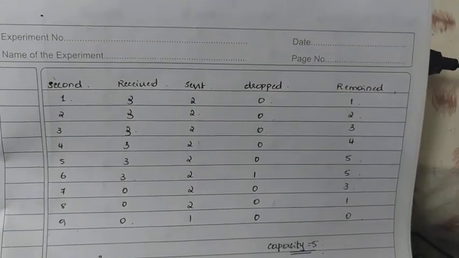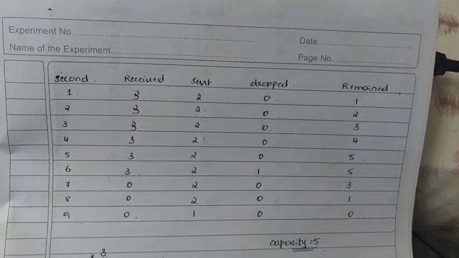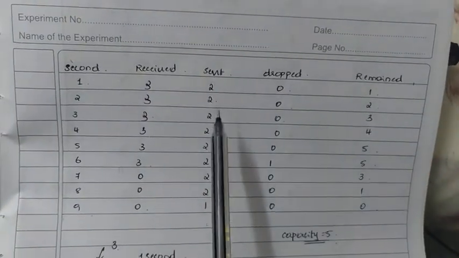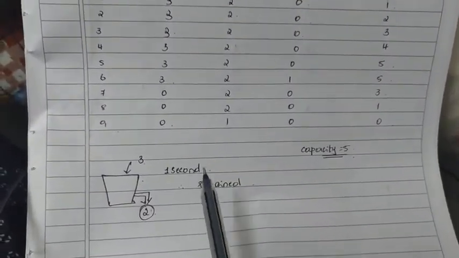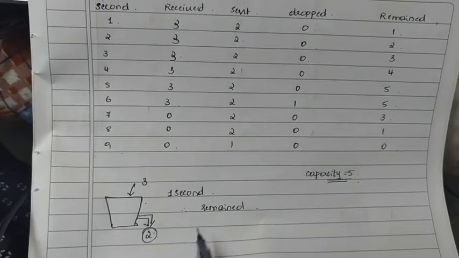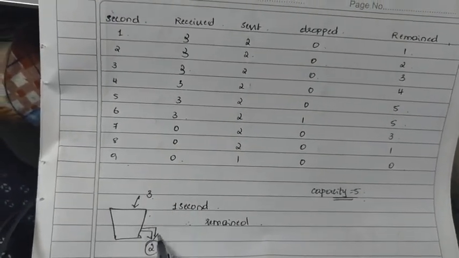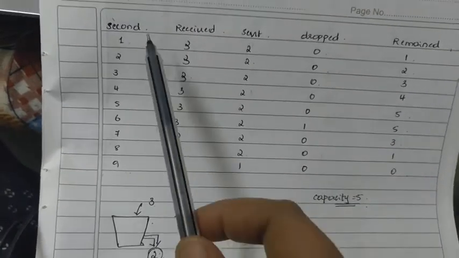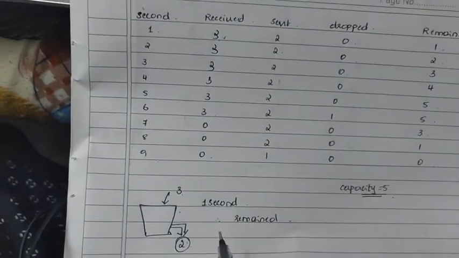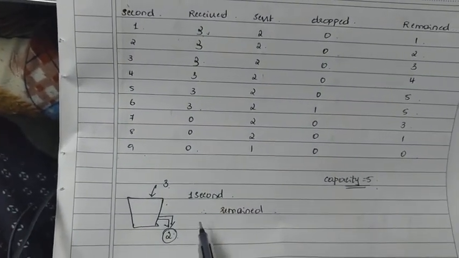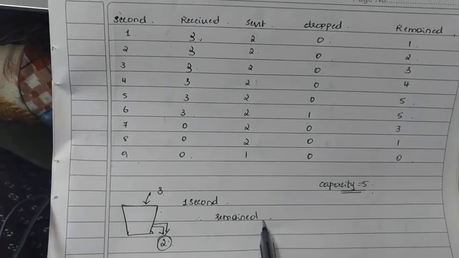Here you can see that you have a bucket. For the first second, the data received is 3. So imagine that you have a bucket and you are filling your bucket with 3 apples. For the first time you are filling your bucket with 3 apples, and since the output rate is 2, you are giving 2 apples to somebody.